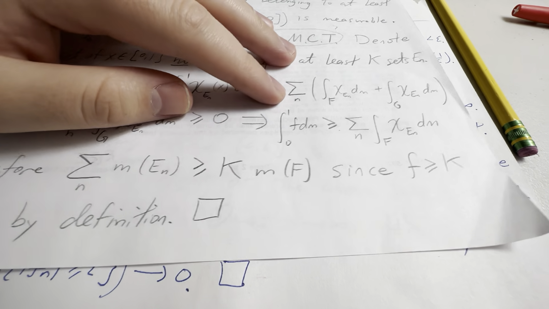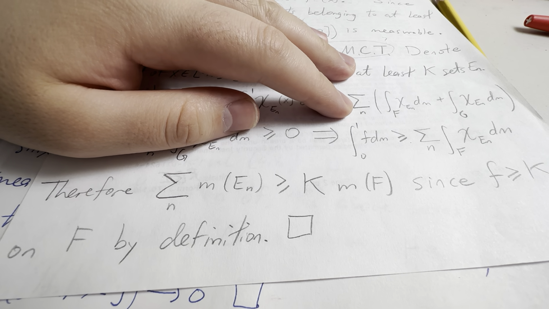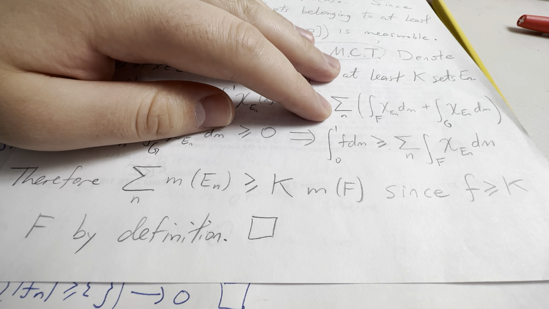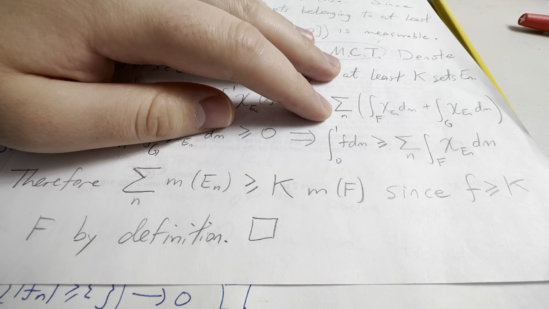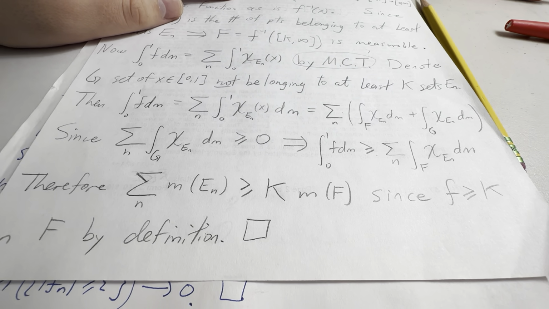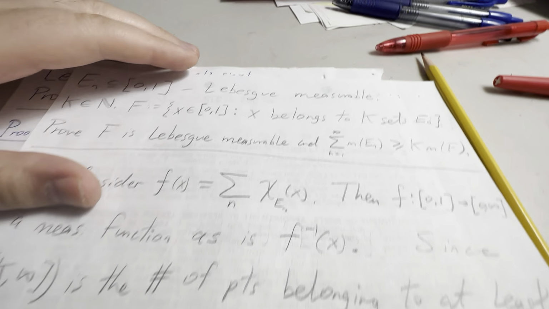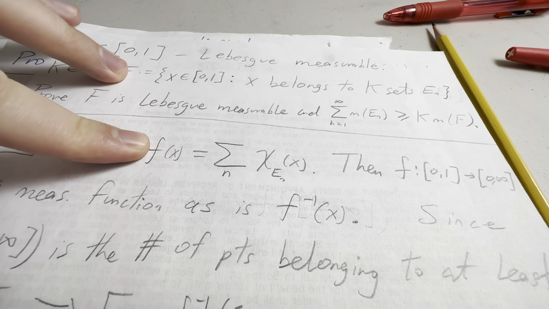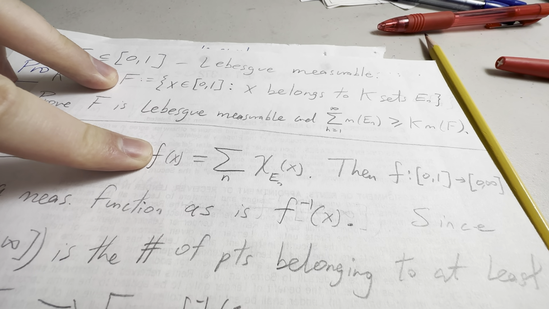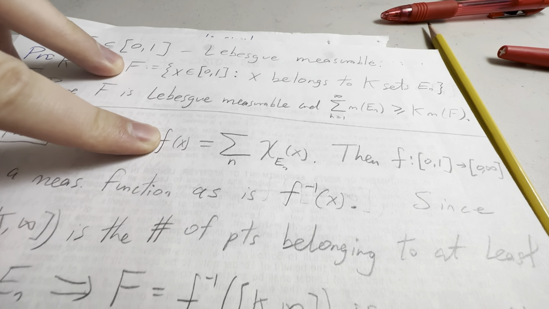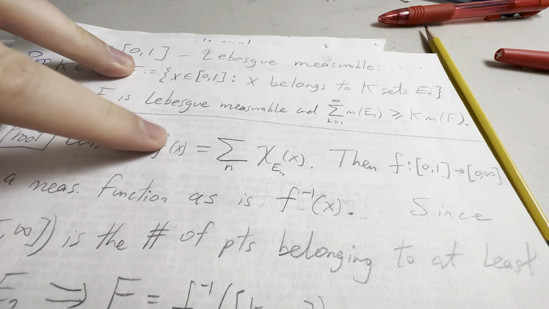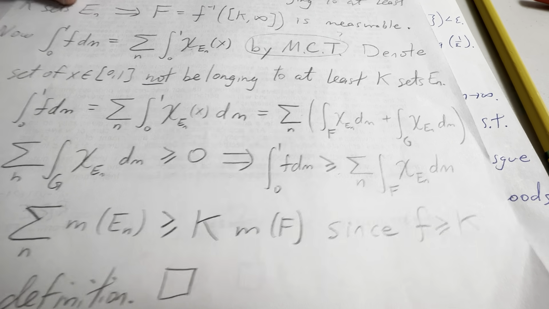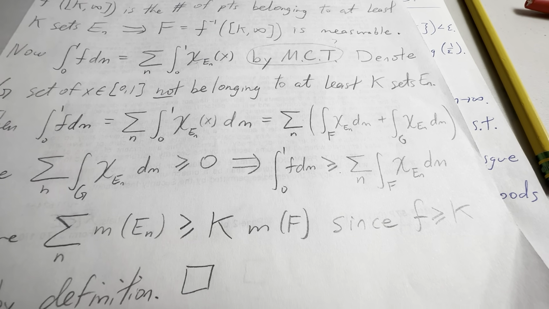Maybe I should read this next part. The function is bounded below by k on F by definition. Yeah, that makes sense. The function has to be bounded below by k on F, because that's the definition of F. I have two f's, big F and little f. So when we're on this set here, this function has to be bounded below by k. Okay, I think I've talked myself through it.